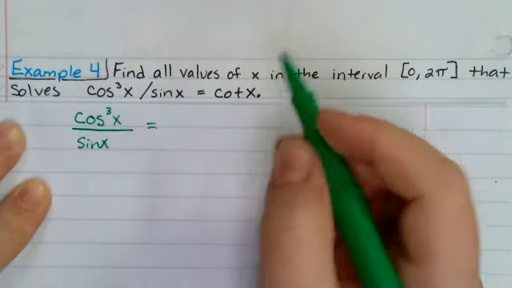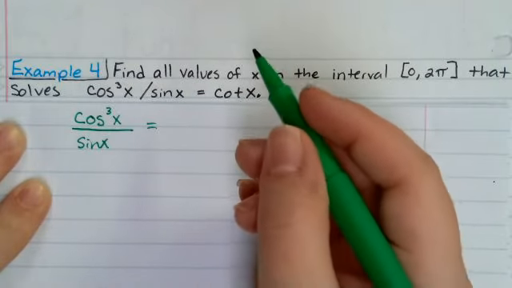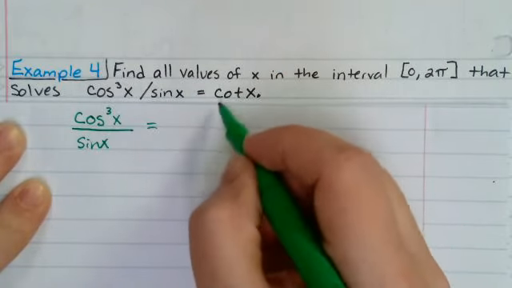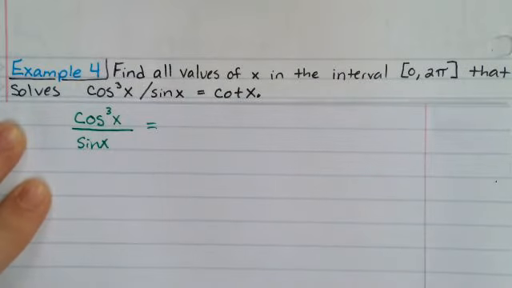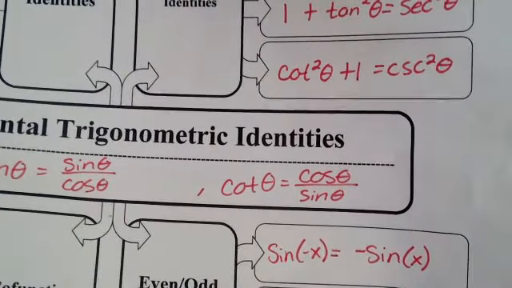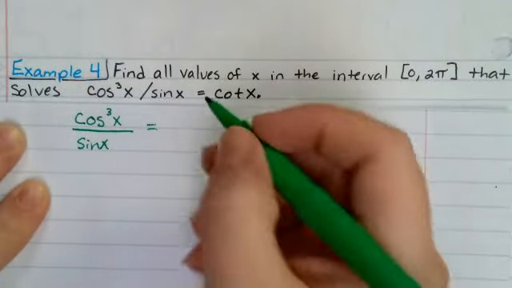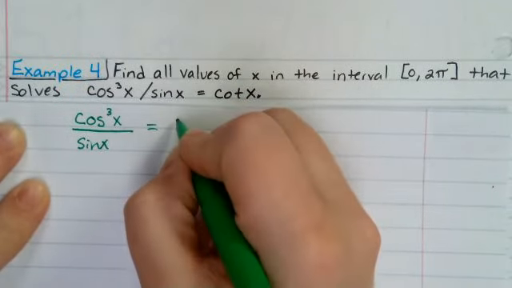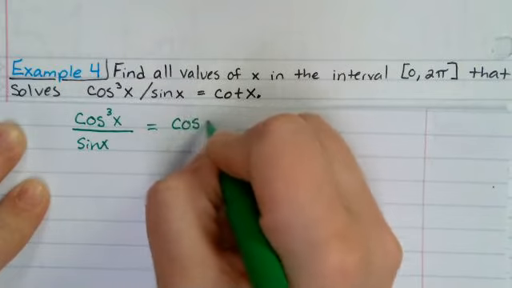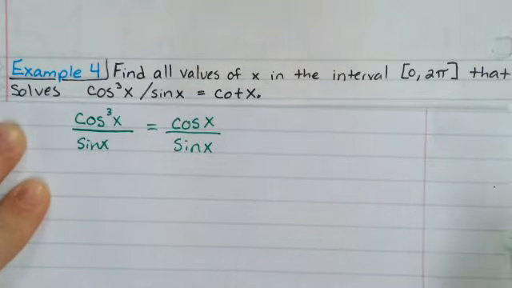Okay, since this is in terms of cosine and sine, the other thing I'm going to do is go ahead and rewrite cotangent, because cotangent is cosine over sine. Again, that's one of our trig identities, that cotangent is cosine over sine. I am going to rewrite that as well as a nice little fraction. So this is cosine x over sine x.